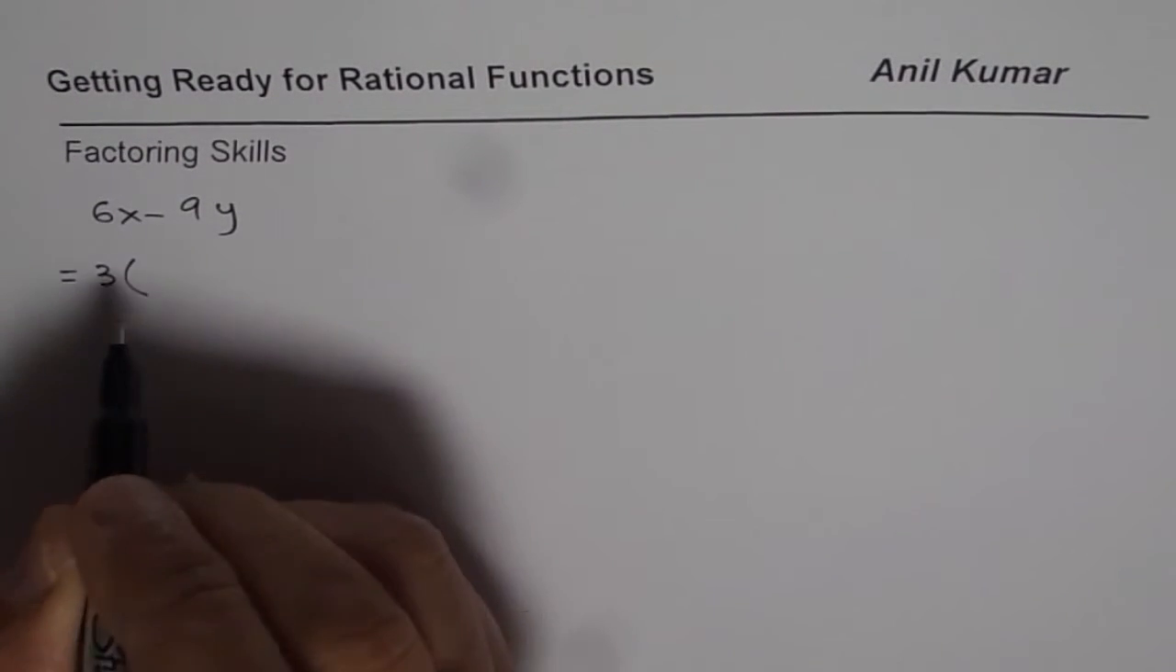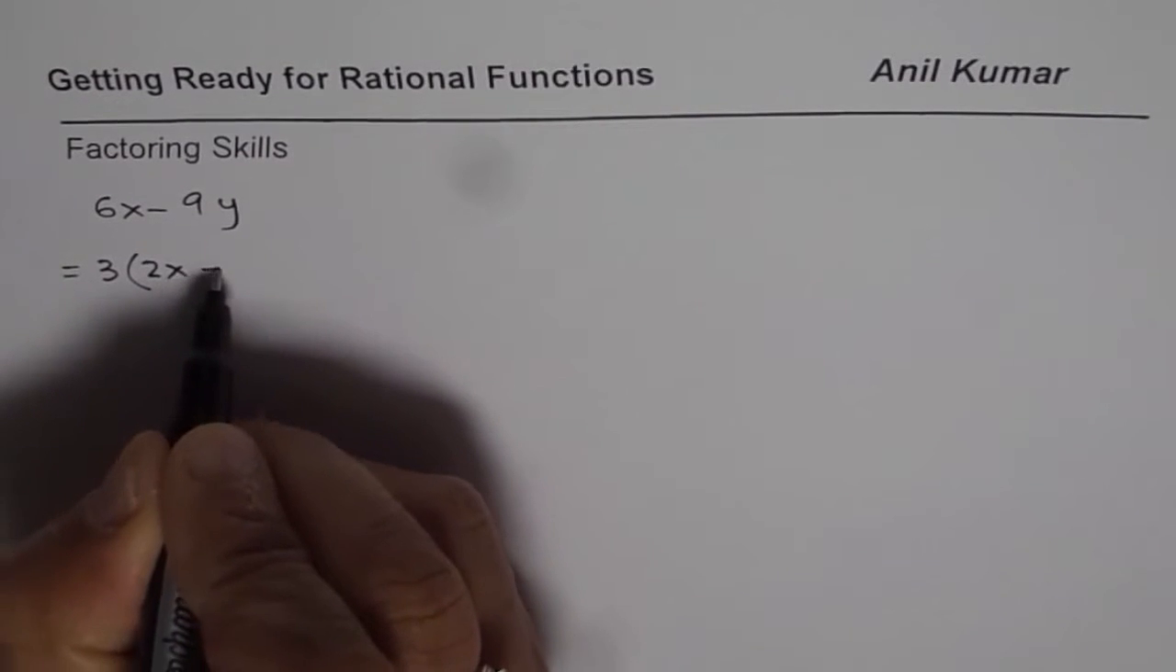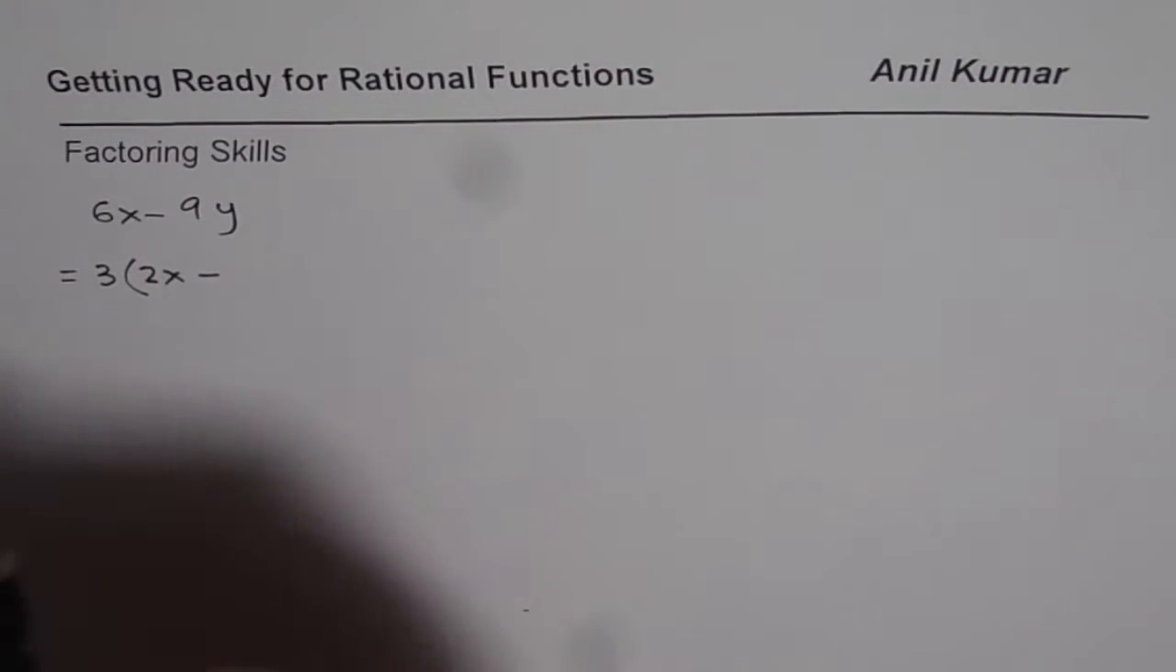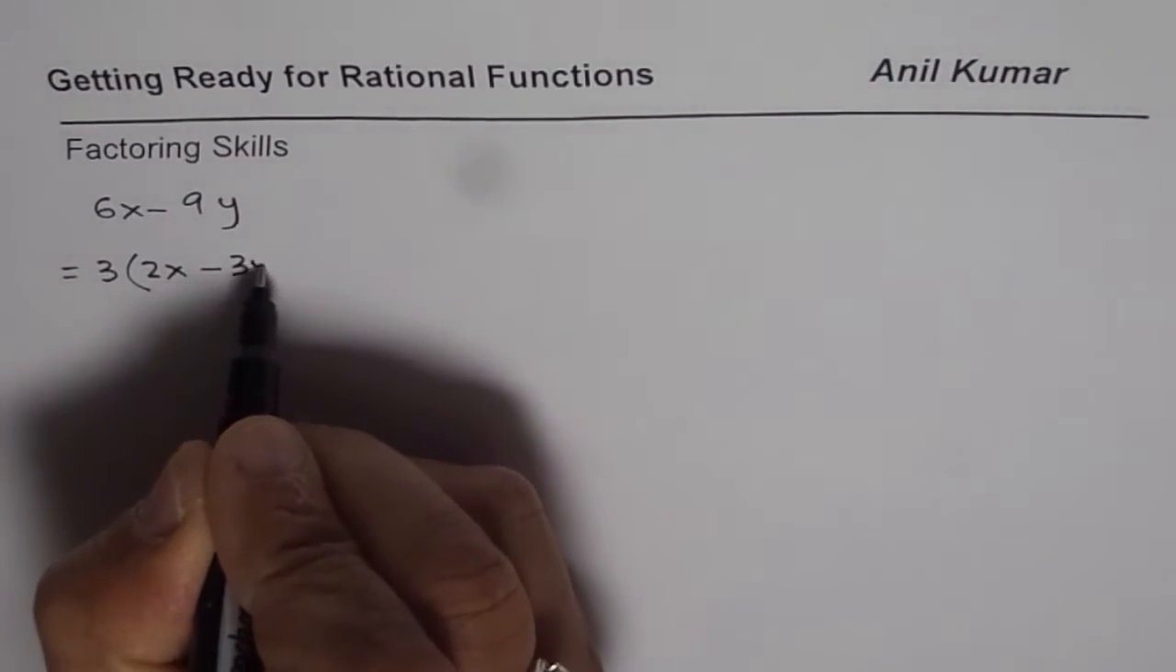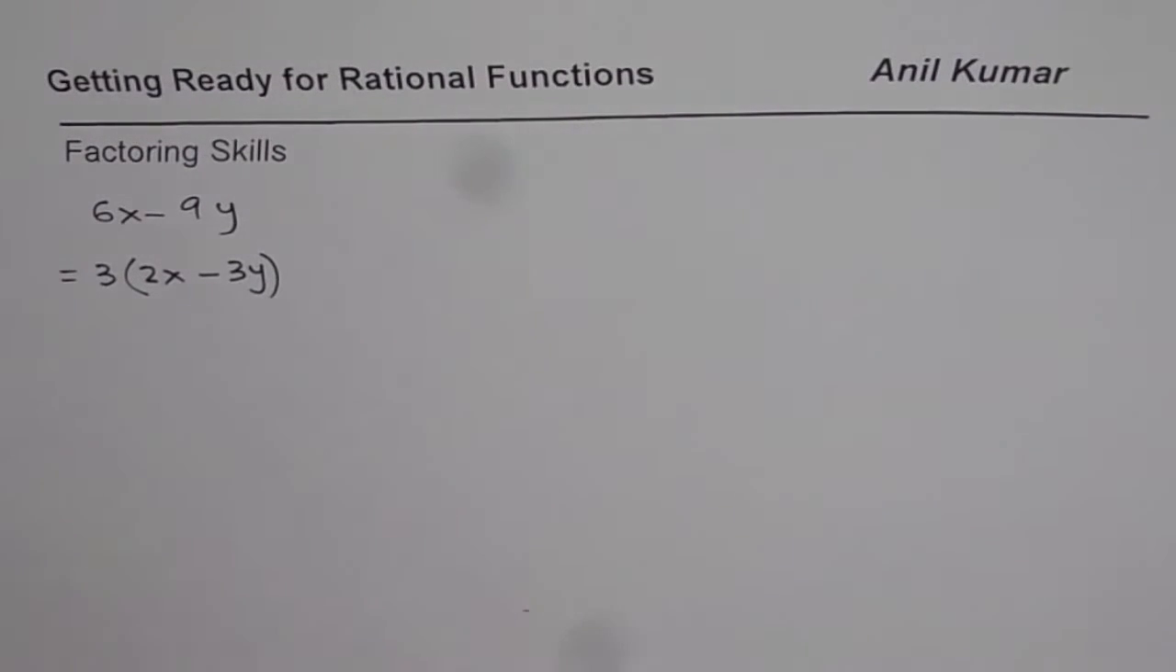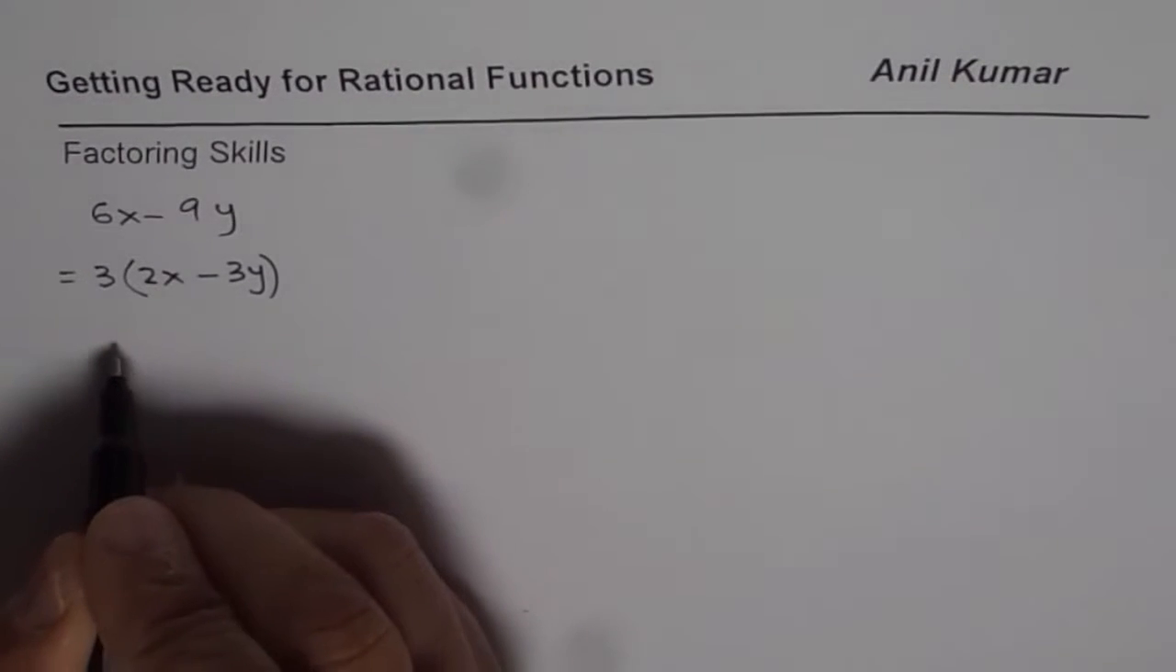Dividing 6x by 3, you get 2x. Dividing 9y by 3, you get 3y. So we could write this, that is the product form, correct? So that is how we factor. Let me take a few typical examples.